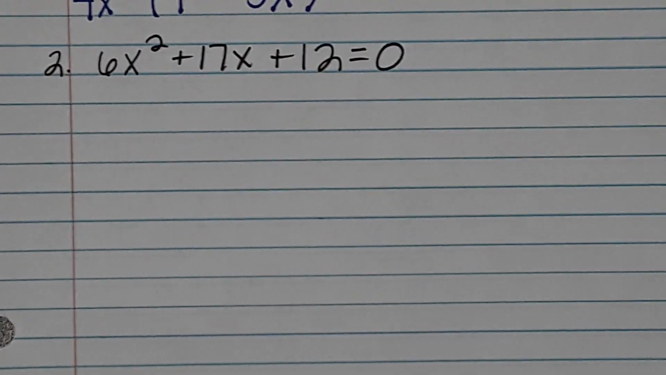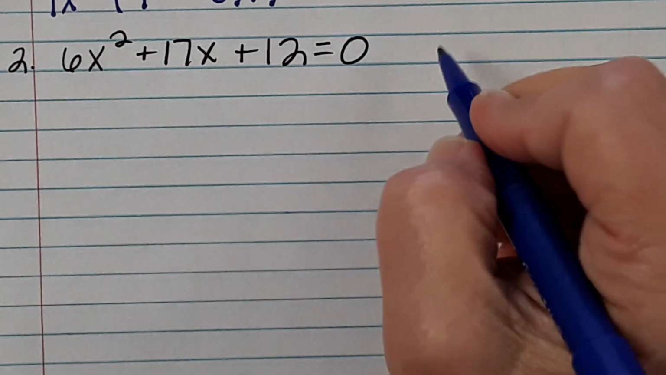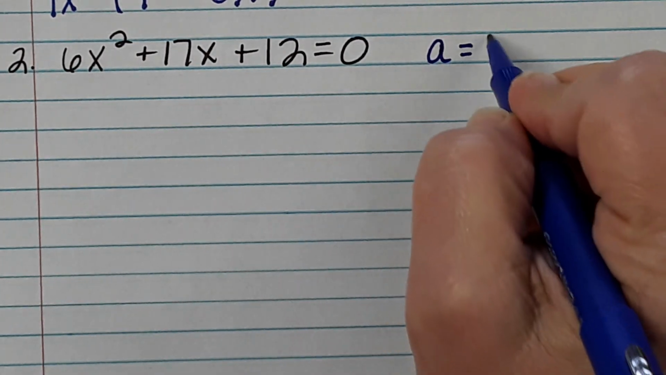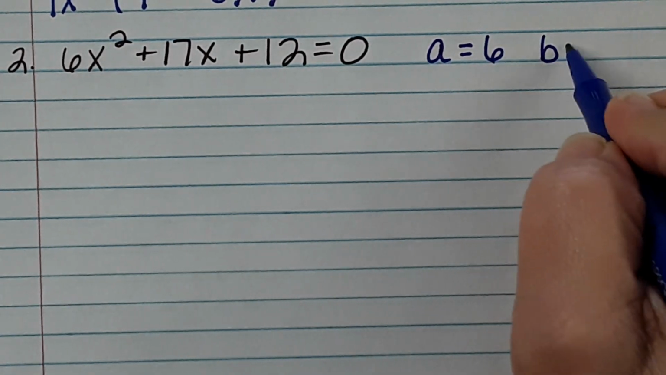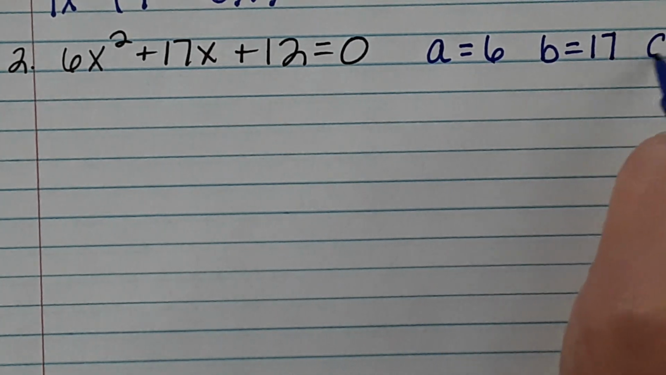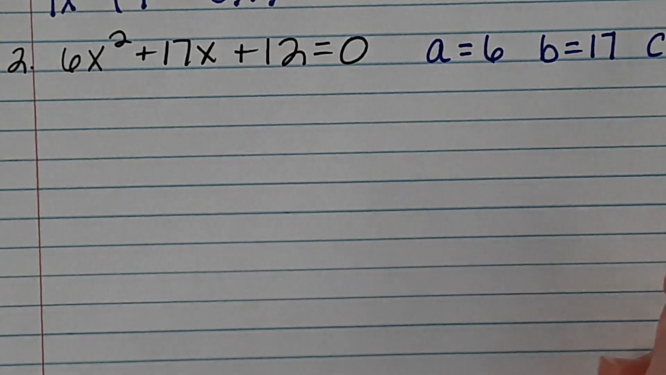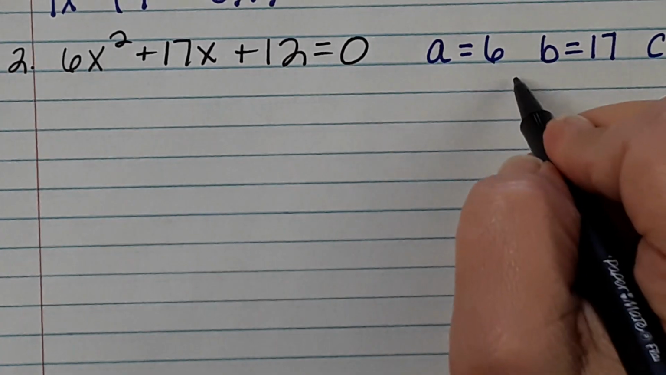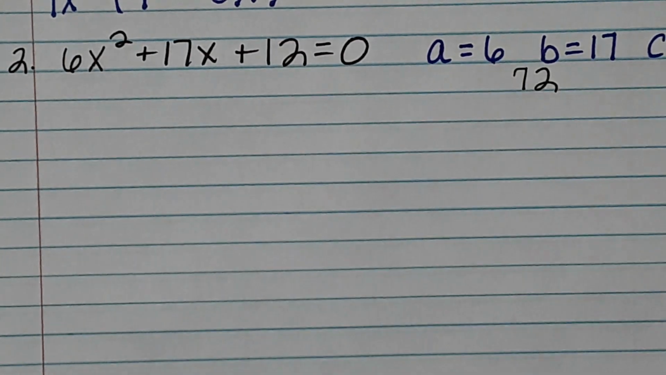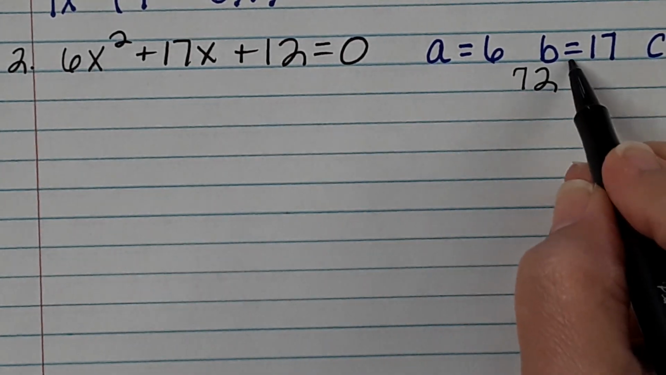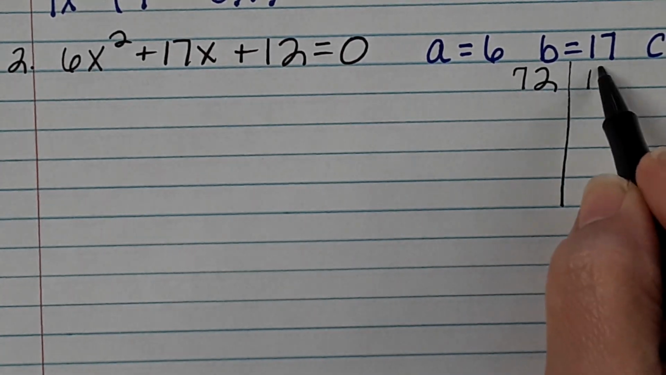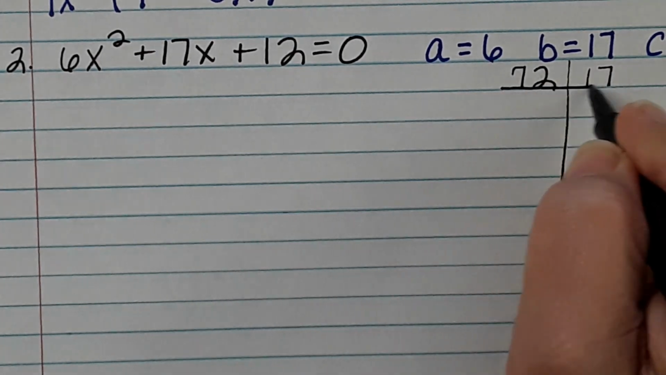So the next thing we're going to do is write A, B, and C. What is A? 6. What is B? 17. What is C? 12. Now we're going to multiply A times C. What is 6 times 12? 72. So I'm looking for two numbers that when you multiply, you get 72, and when you add them, you get 17.